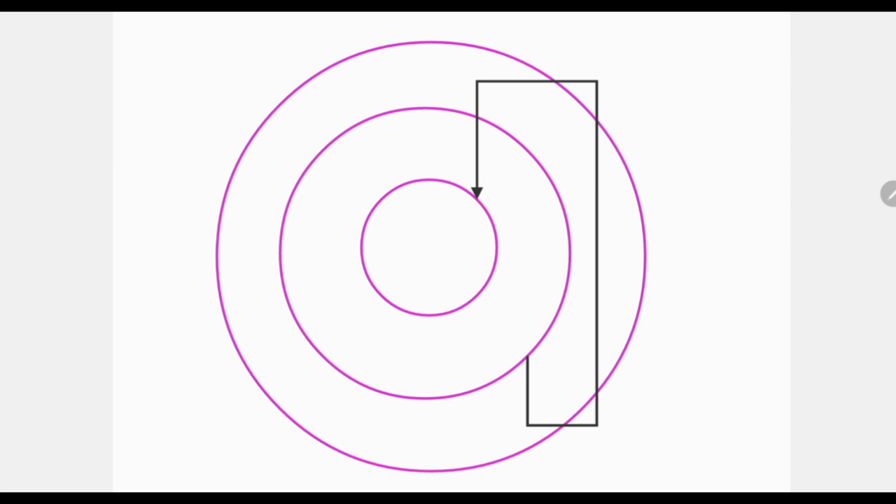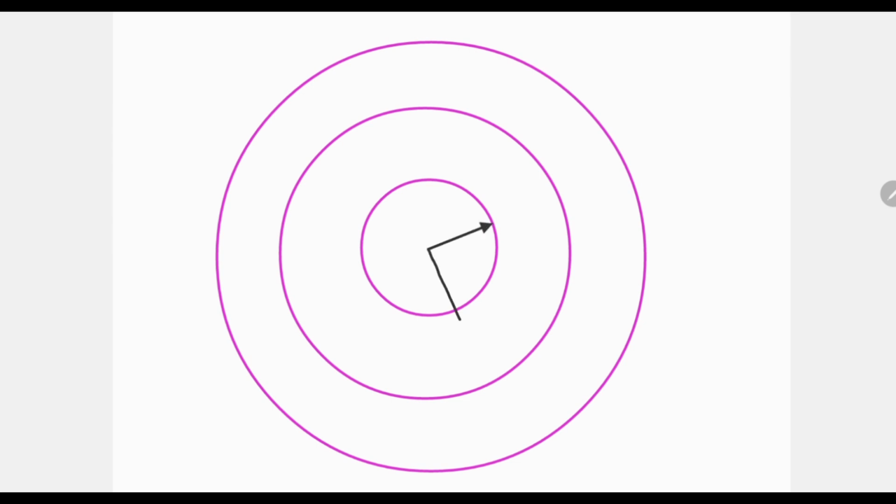So this is R, the first one, and this is our 2R. I have to just draw it like this. Now comes the third one, 3R. It will be better. So R, 2R, 3R.